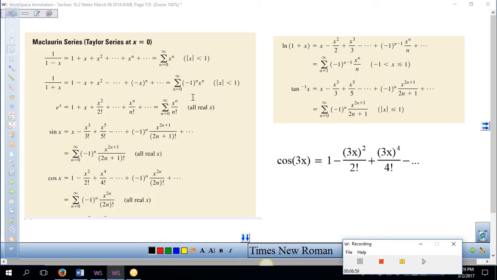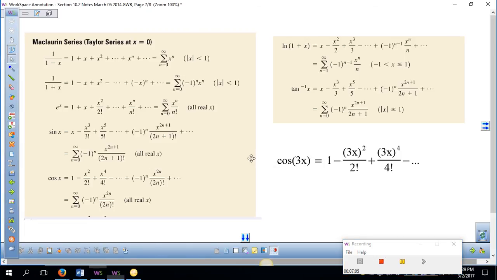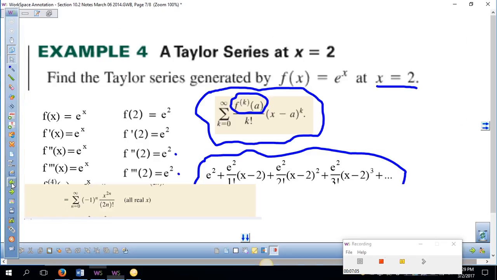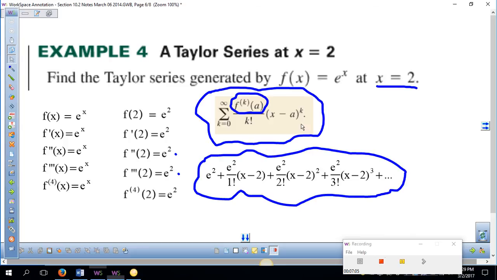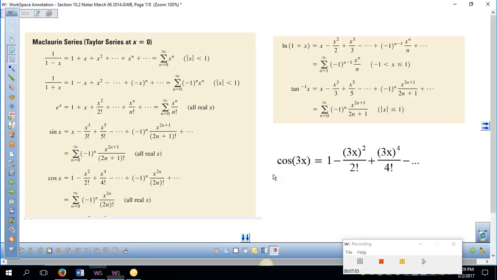if I asked you to find a series for cosine of 3x using the Maclaurin series as your starting point, then you would go to your cosine x series, which is here, and for every x you would replace it with 3x. So we would have 1 minus 3x squared over 2 factorial plus 3x to the 4th over 4 factorial, and so on. So in the 10.2 homework, you'll be creating series using first the Taylor or the Maclaurin series, creating them like example 4 that we have here. And then the second type of problem, you'll be altering a given Maclaurin series to create your new series.